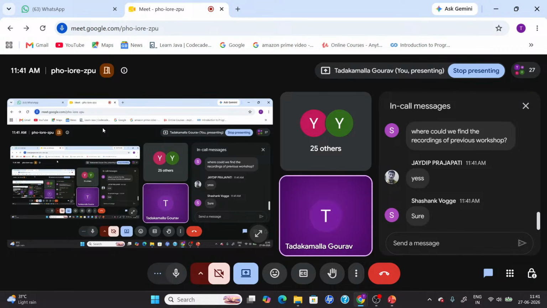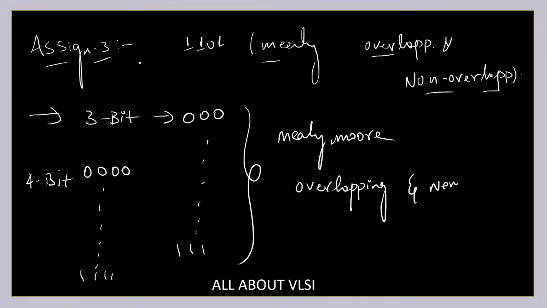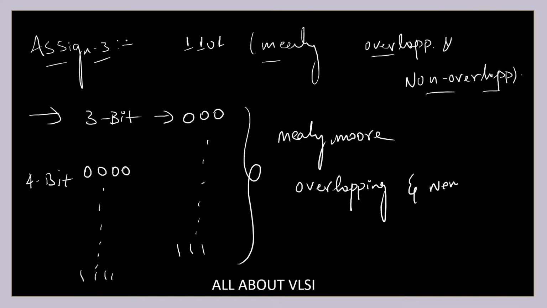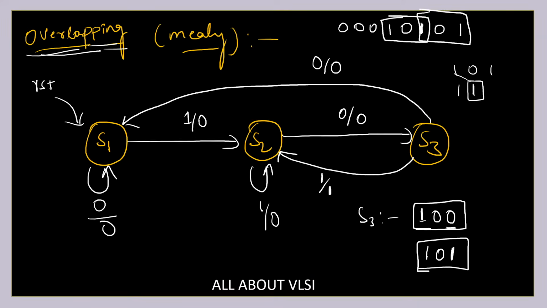Yes. So let's increase the difficulty level. Previously we were discussing only one sequence detection, where we have only one sequence to detect, right? Now let's have two sequences to detect. For example, if I have 101 and 010, if any one of the sequences is given, or both the sequences are given, then I should detect my output to be 1.